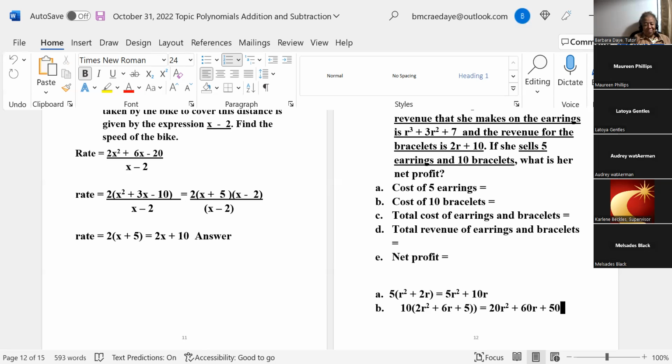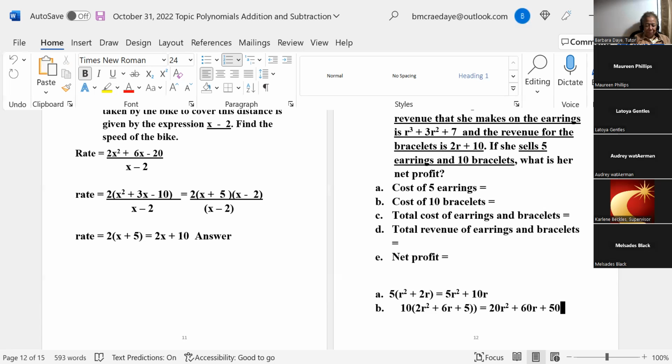That's it. Any questions on A and B? The cost of 5 earrings, the cost of 10 bracelets. Okay, Maureen, how would I find the total cost of the earrings and the bracelets? By adding, right? Yes, what do I add?